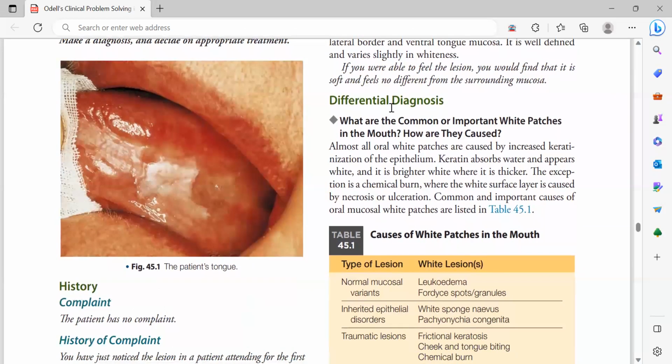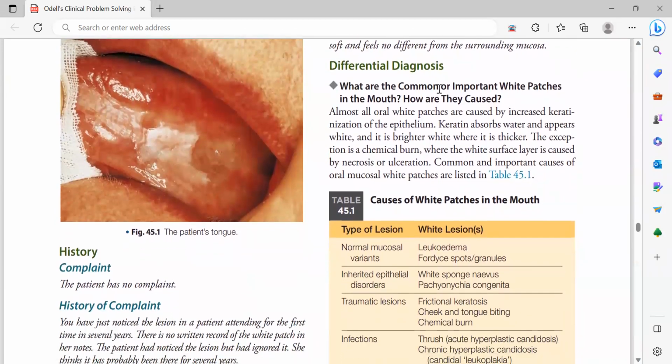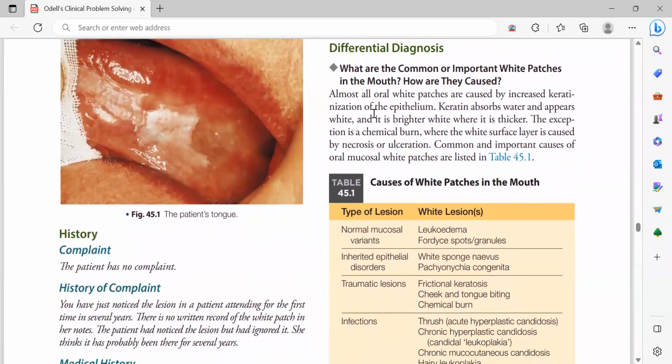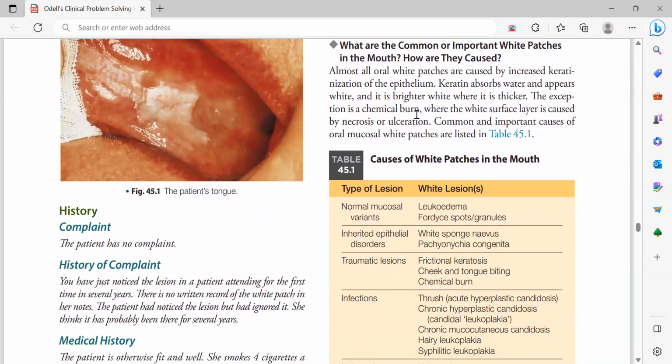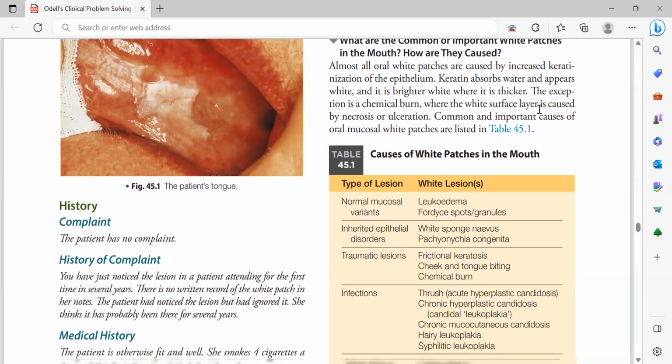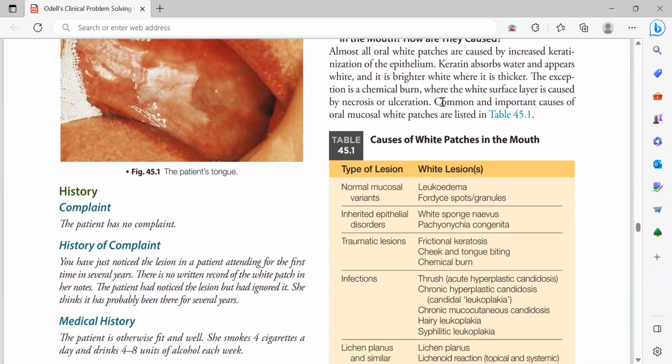Then what would be the differential diagnosis that can come into your mind, just by looking at the picture? Almost all oral white patches are caused by increased keratinization of the epithelium. Why do these lesions appear white? Because they are over-keratinized. Keratin absorbs water and appears white, and it is brighter white where it is thicker. The exception is a chemical burn, where the white surface layer is caused by necrosis or ulceration.